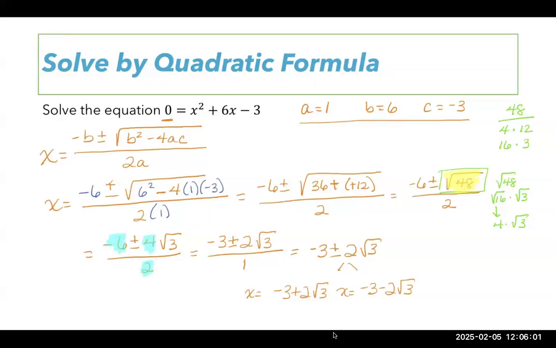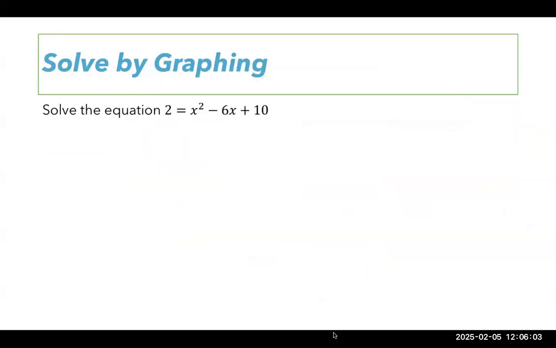Okay. Now, one final way that you can solve is by graphing, which maybe sounds a little bit strange, but it's actually a very helpful tool to be able to do. So if we are solving by graphing, again, with a standard form equation, we first want to make sure that everything is equal to 0 on one side. So I'm going to subtract that 2 over and make this plus 8.